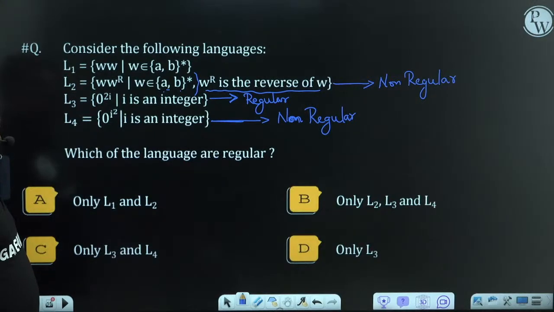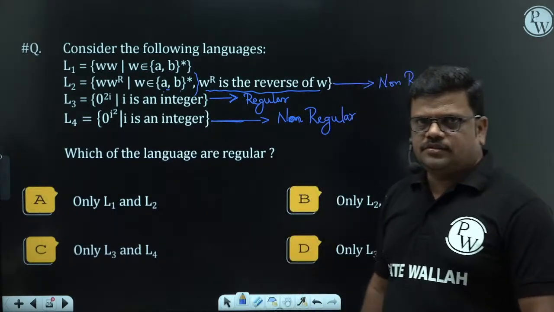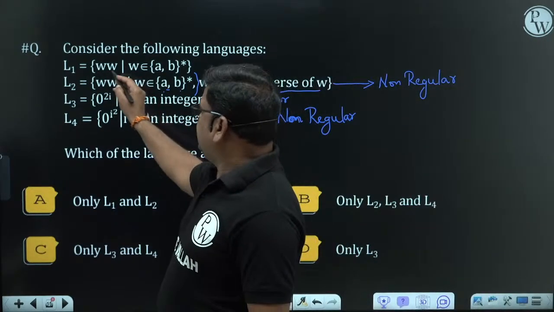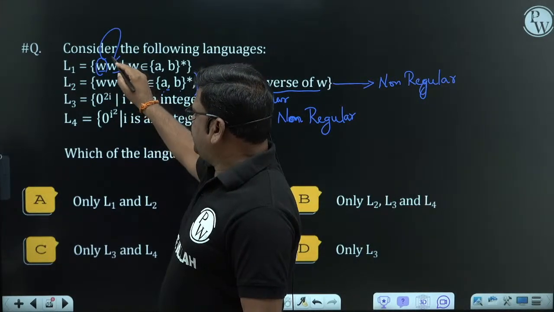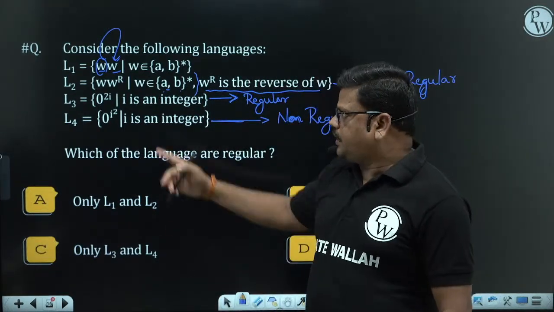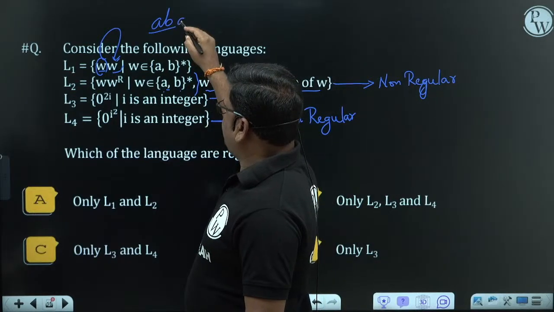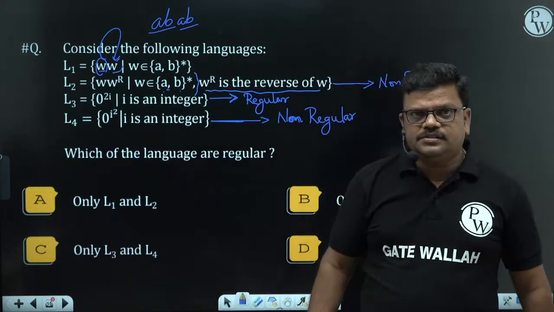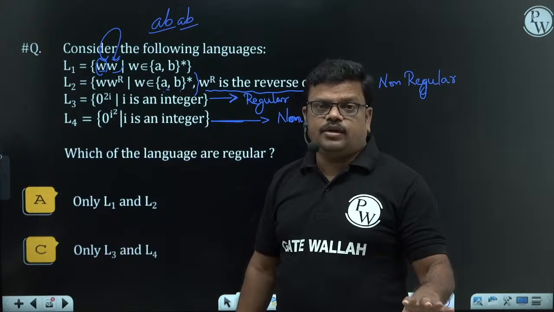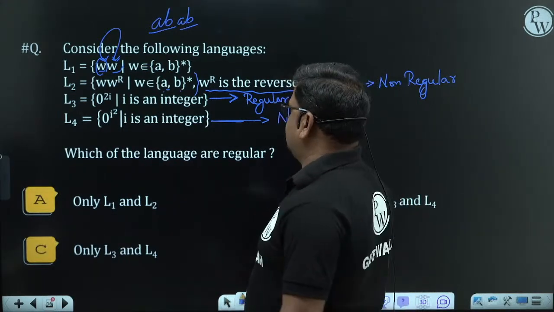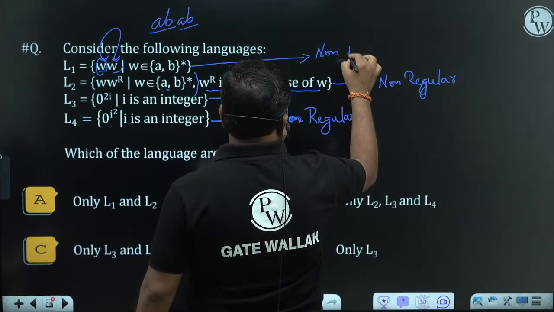What about L1, WW? Let us generate the strings. If I take the comparison, definitely it is over more than one symbol, WW. Whatever the first string is, the second string completely depends on it. So if I take AB first, definitely we have to take AB once again. That means the generation of the second W depends on the first W. Comparison is going on, dependency is there, more than one symbol comparison. Then it is non-regular.